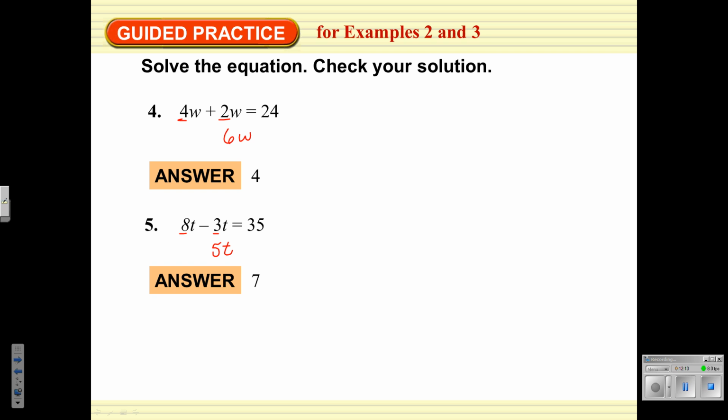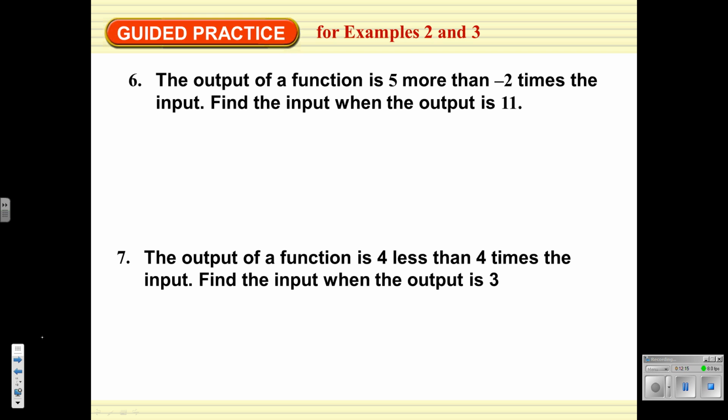Okay? All right. Here's some guided practice. Output, remember, is your y. There's your equals. Your input is going to be your x. So find the input when your y is 11. Okay? So I'm going to go ahead and help you write this equation, just this one, and then you're going to do 7 by yourself.